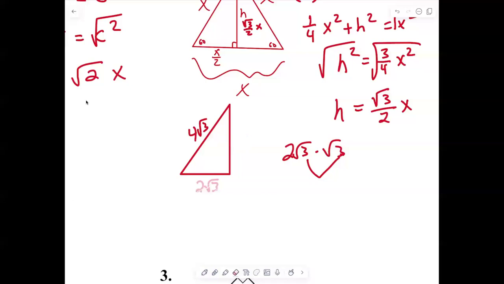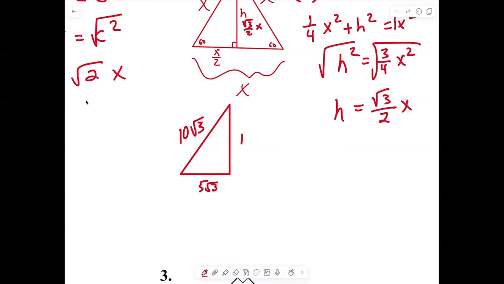Here we go. Let's get a little more crazy. Let's see if I can do something. All right, let's call this 10 radical 3. What's the short leg? What's the long leg? 15. That's it.